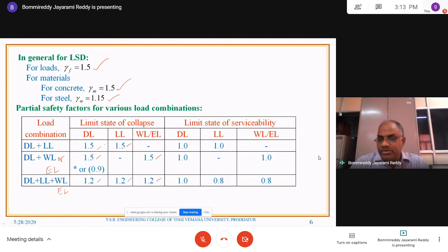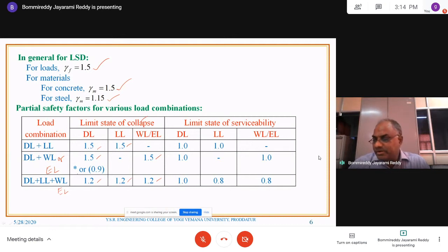Otherwise, it is multiplied with only 1.5, except one case where the reversal of stresses takes place. When the reversal of the stresses takes place, dead load is multiplied by 0.9. Otherwise, 1.5 in general, and when all the three loads are acting, it is with a 1.2 load factor. And it is the case of limit state of collapse. Limit state of collapse means if it is to be designed for bending, shear, torsion, compression, then those moments or loads are multiplied with these factors.